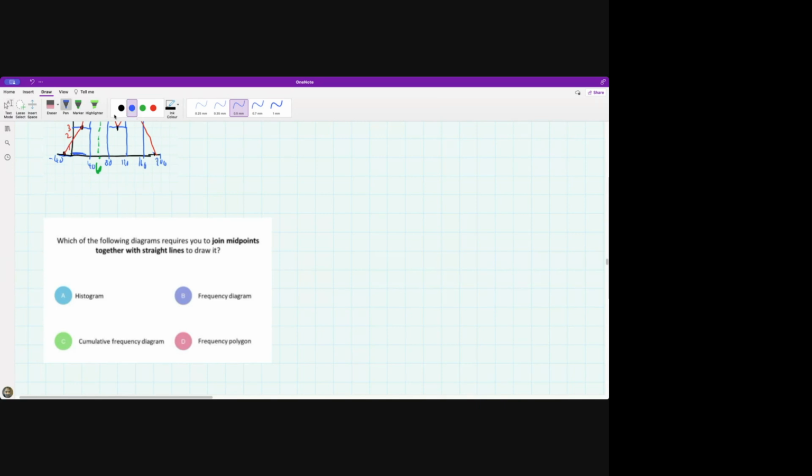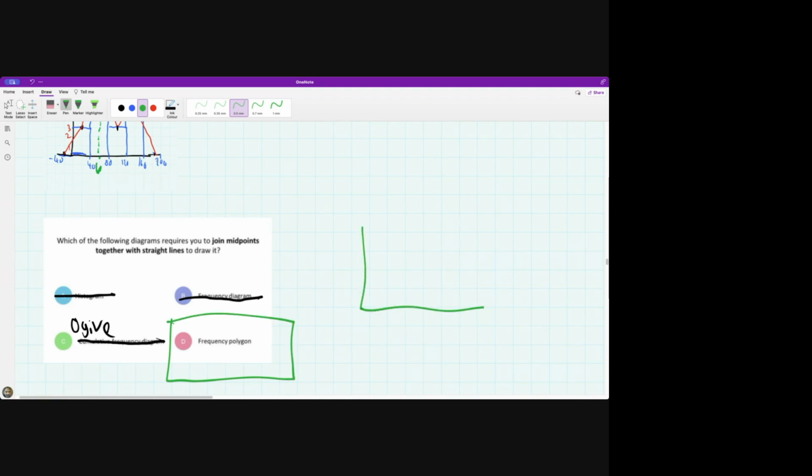Well, it's not the histogram, because the histogram is kind of like a bar graph that has no gaps and has a continuous variable. It's not the cumulative frequency diagram, or what we call the ogive. That's coming in the next lesson. It's not a frequency diagram. It's called a frequency polygon. And a frequency polygon has these straight lines between each of the points that we are drawing. And so this is just another grouped data graph that we learn about.